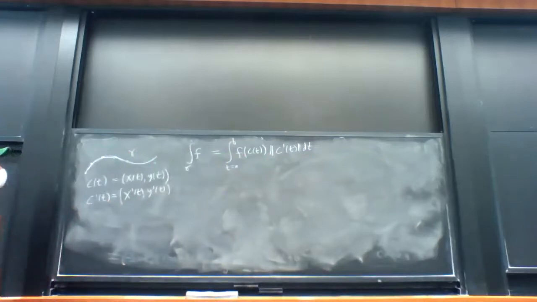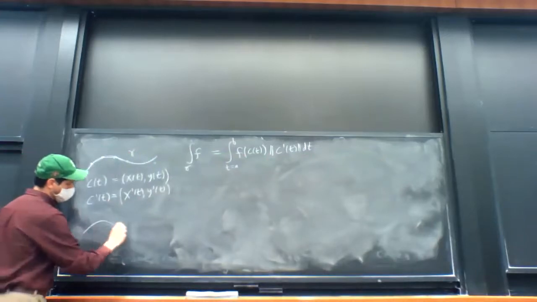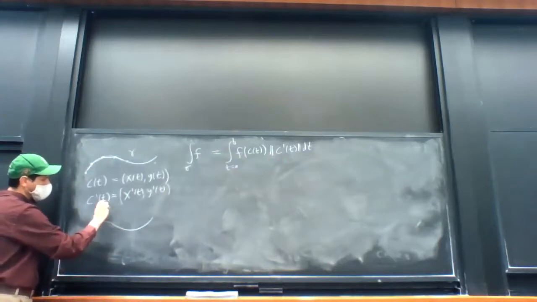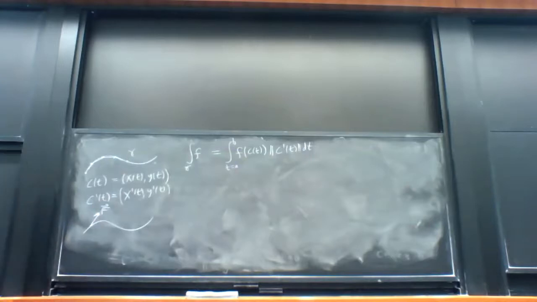We could have a more interesting integral. We could have maybe some vector field F that we're integrating along the curve.